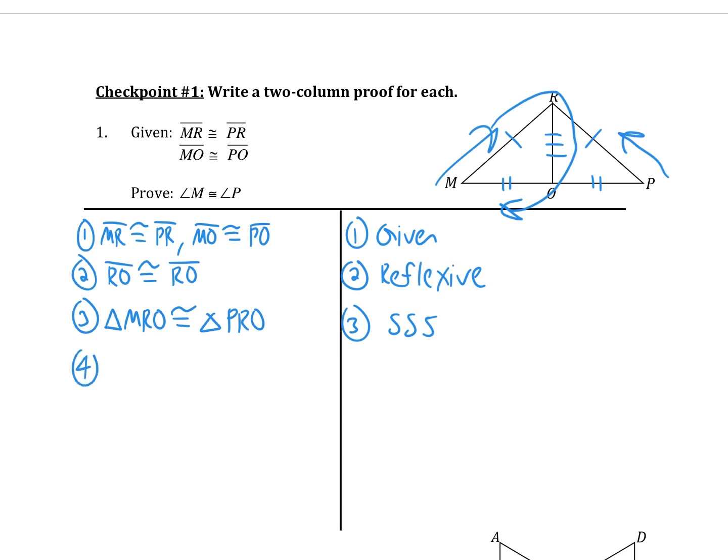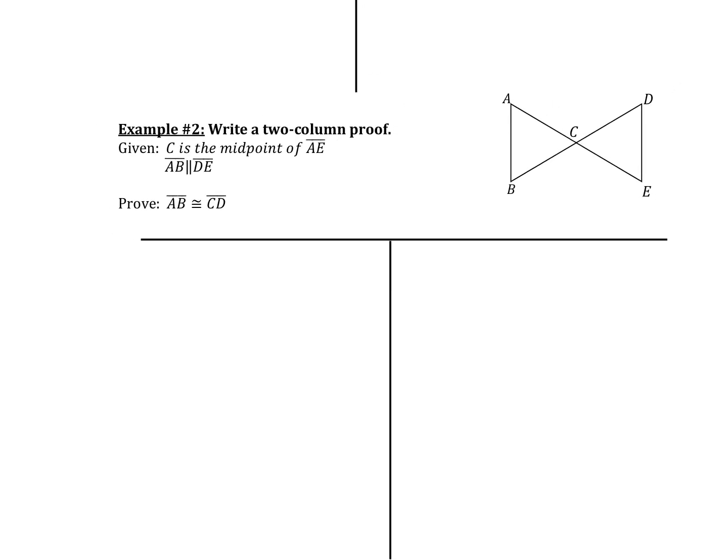And then step 4, now we're trying to prove that angle M is congruent to angle P. Well, why can we do that? Well, we can say that those are congruent because corresponding parts of congruent triangles are congruent. The triangles are congruent, then their matching parts are also congruent. So we can say that because of CPCTC. Awesome.